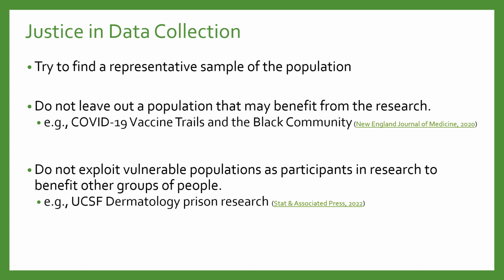Now, the problem of leaving out vulnerable populations is real because it has a snowball effect. And in this case, unfortunately, there's a history of medical mistreatment of Black people, and that reduces their trust in the medical establishment and makes them less likely to volunteer for medical trials. So again, that problem can be cyclical and snowball out of control. So it's important to build trust with vulnerable communities. Also, under justice, it's important not to exploit vulnerable populations as participants in research to benefit other groups of people.